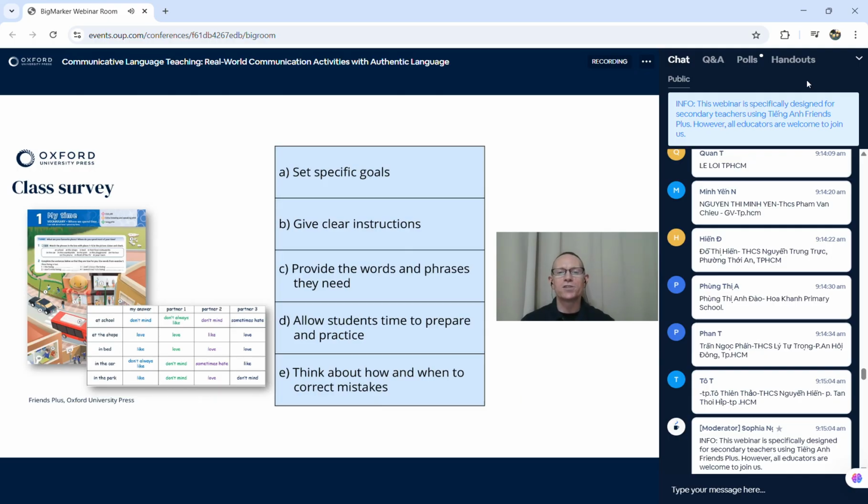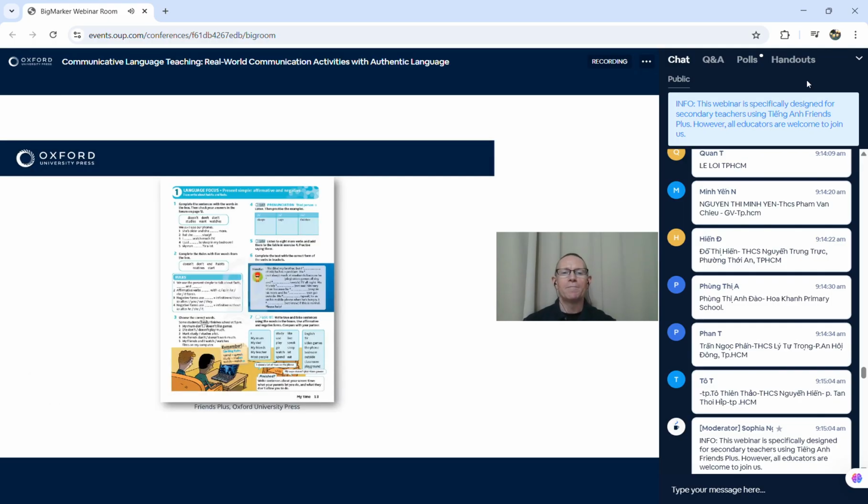We allowed students time to prepare and practice by writing down their answers in the chart before speaking to a partner. We didn't talk too much about how to correct mistakes. If students are reading the sentence stems, there shouldn't be too many errors, but we will talk about how and when to correct in the next activity. And this activity is an extension for the grammar page in this unit.